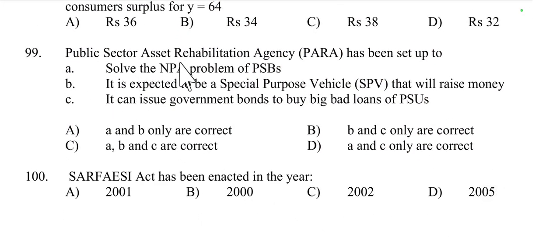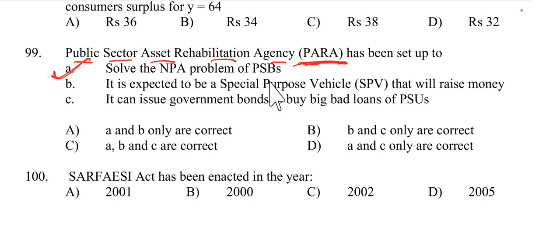Then question number 99. Public Sector Asset Rehabilitation Agency, or PARA, has been set up to? So this is the short form PARA, Public Sector Asset Rehabilitation Agency. It has been set up to, first one, solve the NPA problem of PSB. NPA means non-performing asset problem of public sector banks. So PARA is intended to address the problem of non-performing assets in public sector banks by managing and resolving troubled assets.